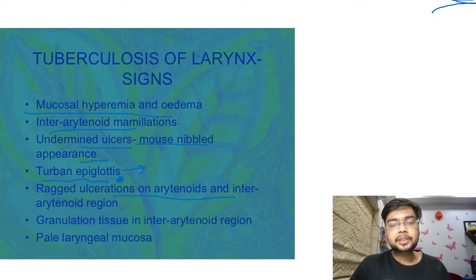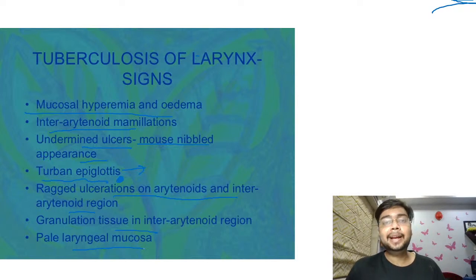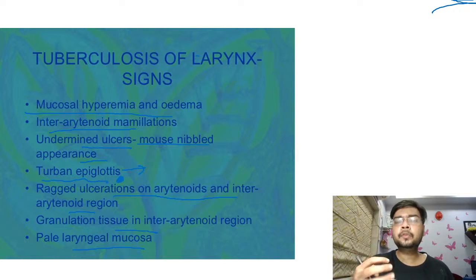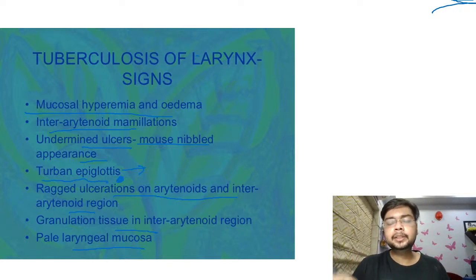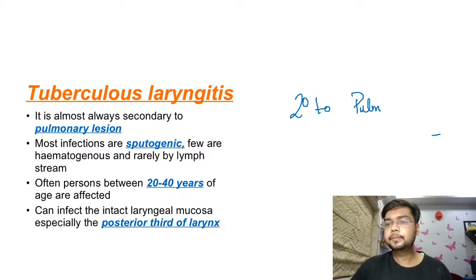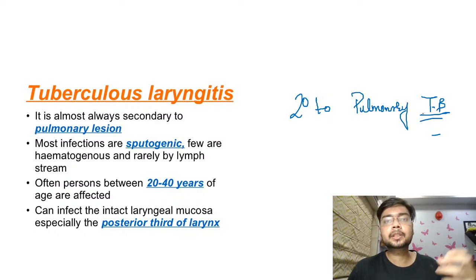There will be ulceration on the arytenoid and interarytenoid area, granulations, pale laryngeal mucosa, and one thing is why this posterior part of laryngeal inlet is more prone to getting these things like arytenoid, interarytenoid area. Because in tuberculosis, mostly the tuberculosis of larynx is secondary to the pulmonary lesion. So mostly these are secondary to pulmonary TB.